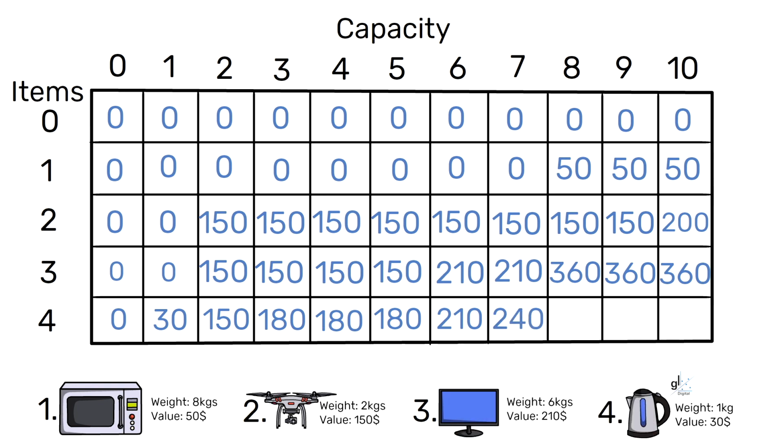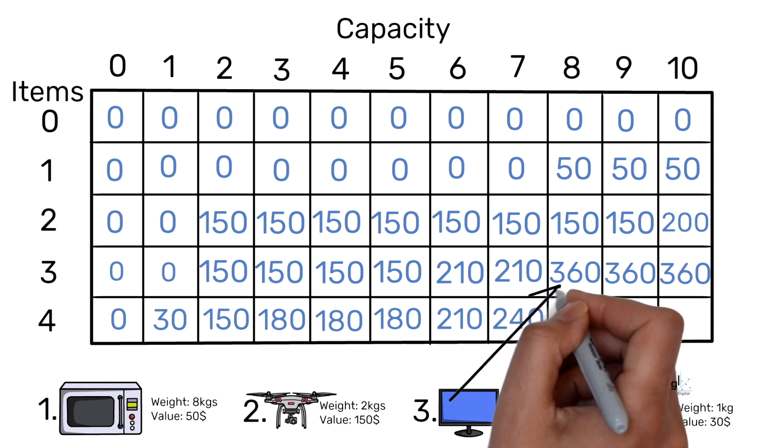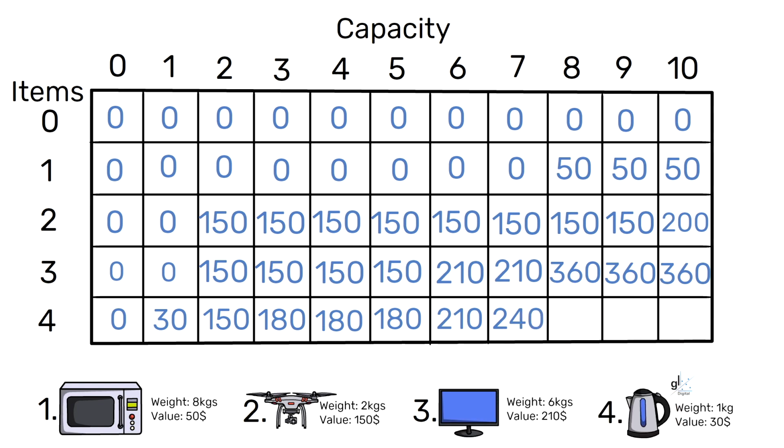When a capacity of 8 is considered, the first argument passed into the max method is the value of the kettle plus the value of the monitor, which gives us a value of 240. When compared to the value directly above the considered position, as it were, which is 360, 360 is obviously greater than 240, so 360 is returned from the max method and appropriately recorded within the data array.